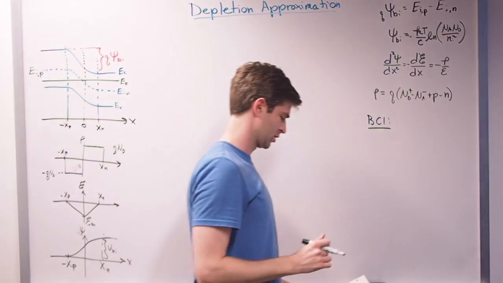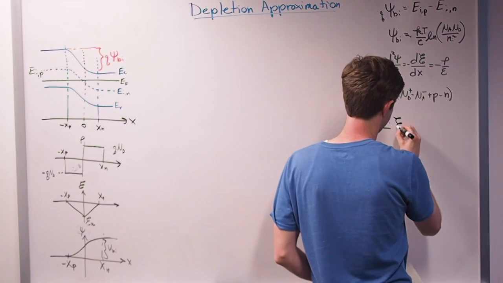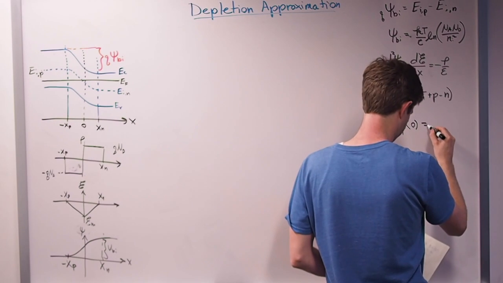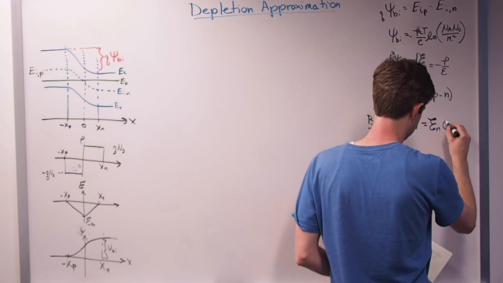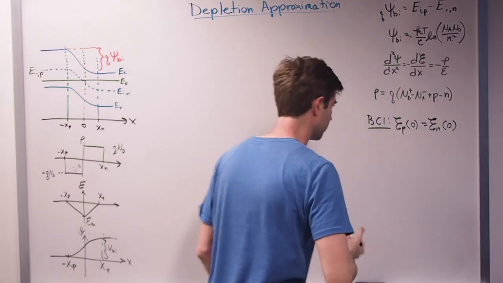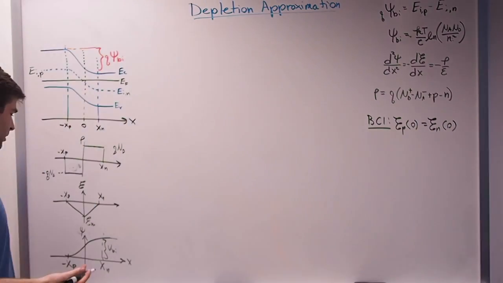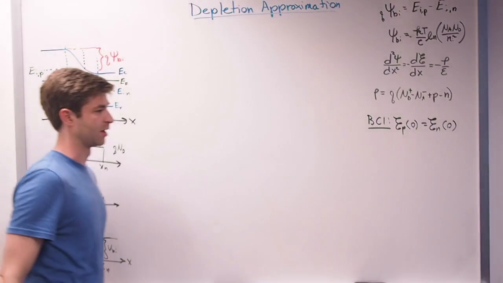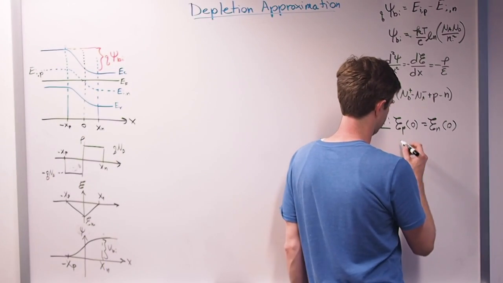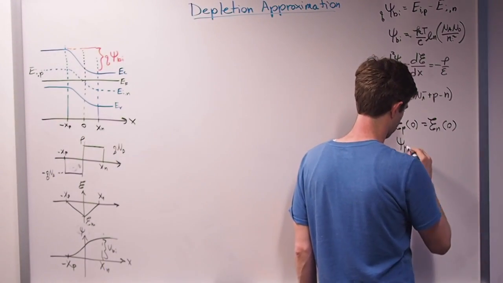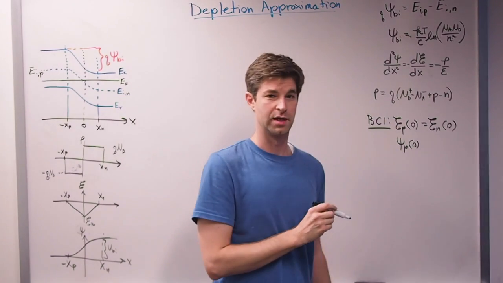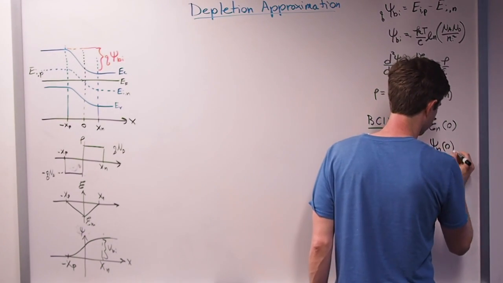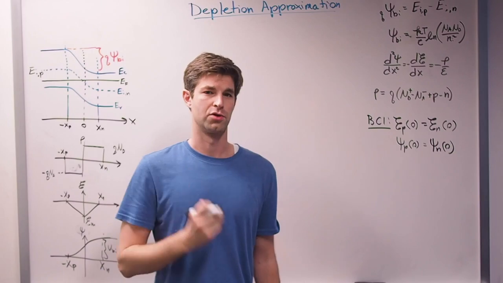So our boundary conditions are going to be that the electric field in the P region at 0 is equal to the electric field in the N region at 0. Electric field is always continuous, from electrodynamics, we know that. And the same goes for potential. This here and this here are equal at that metallurgical junction. So similarly, phi_P of 0, the potential in the P region, is equal to phi_N of 0. These are all functions of x, so when I say 0, I mean at the metallurgical junction, right?